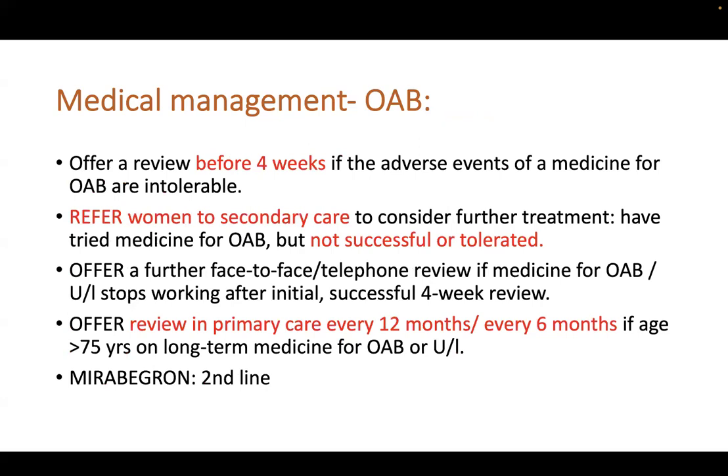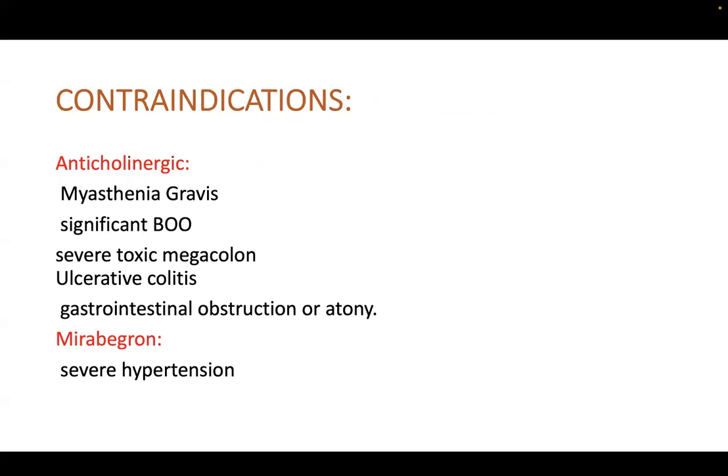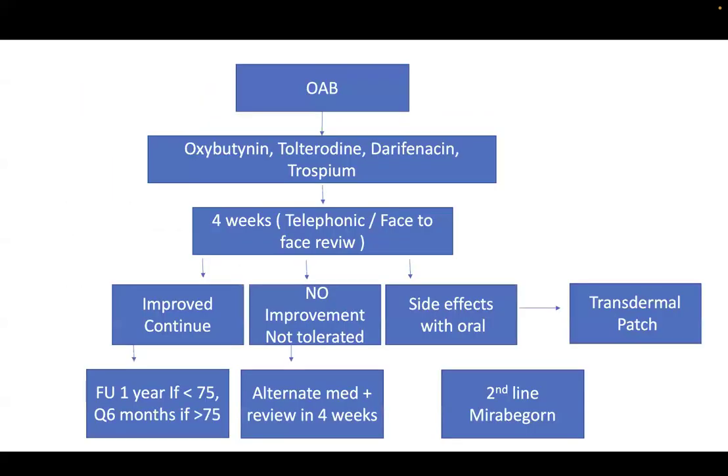If after that the patient is not improving, then we will refer the patient to secondary care. And if it is successful, then we will send the patient with the treatment and ask them to come after 1 year. What are the contraindications of anticholinergic drugs? We already told: myasthenia gravis, bladder outlet obstruction, ulcerative colitis, GIT obstruction, and for mirabegron, severe hypertension.